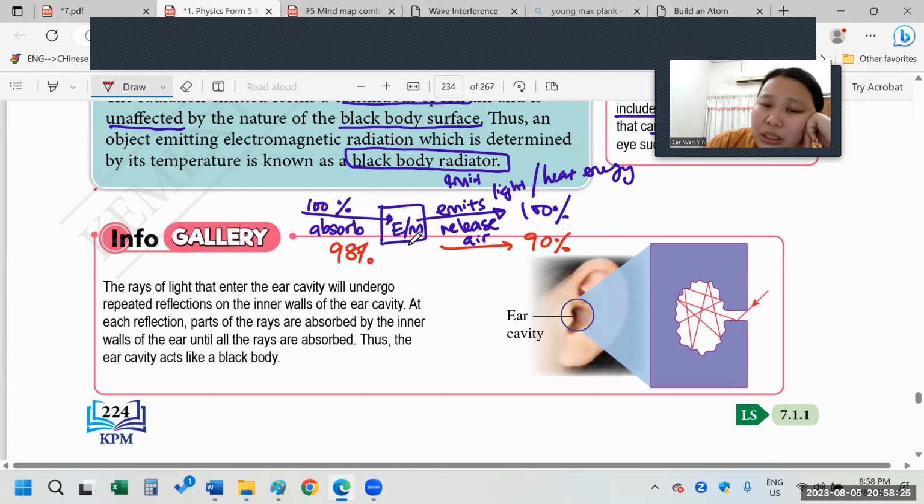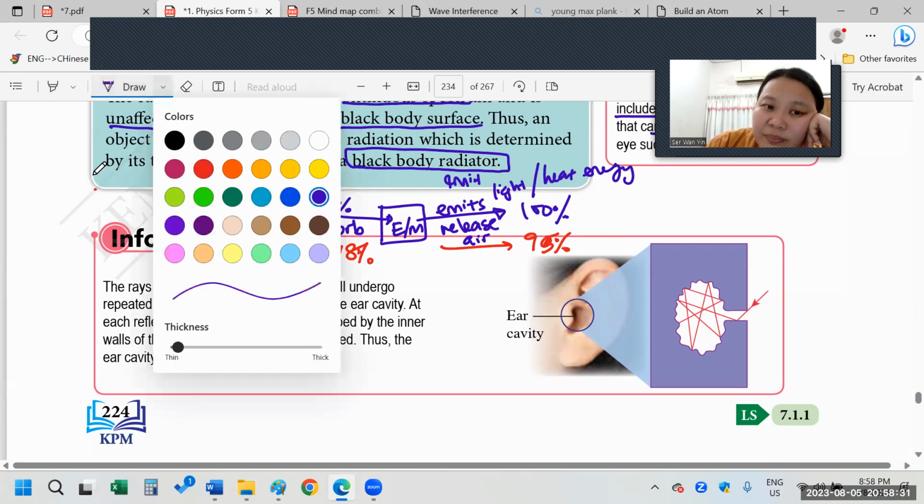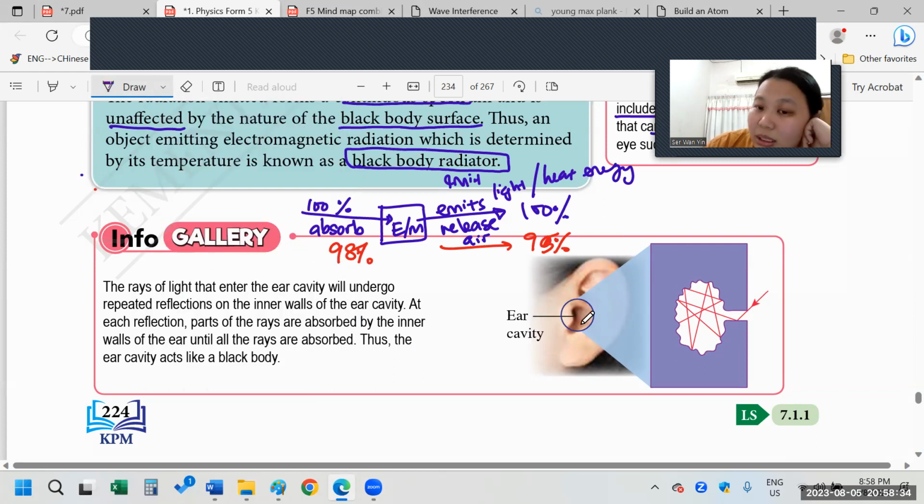Okay, let's look at, for example, our ear cavity. The rays of light entering the ear cavity will undergo repeated reflection in the inner walls of the ear cavity. At each reflection, parts of the ray are absorbed by the inner walls of the ear until all the rays are absorbed. Thus, the ear cavity acts like a black body. Not necessarily black, as long as it can absorb all the EM waves.